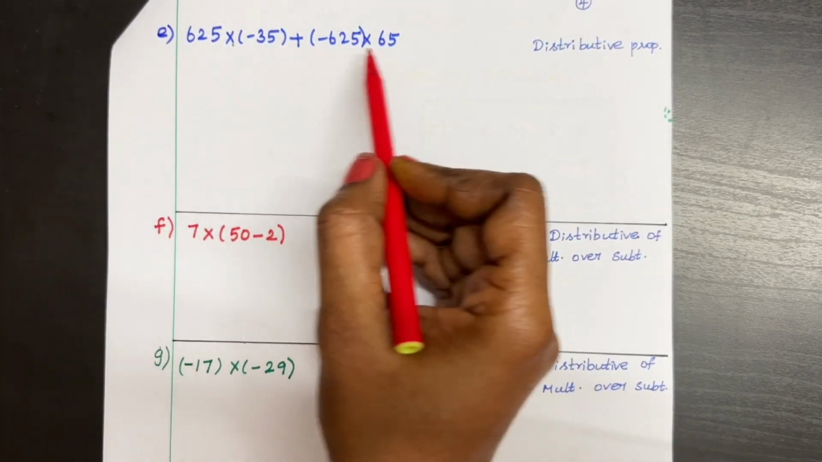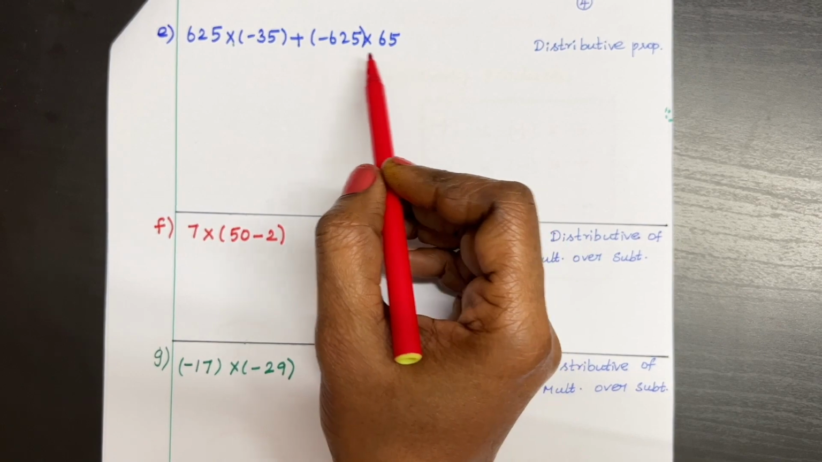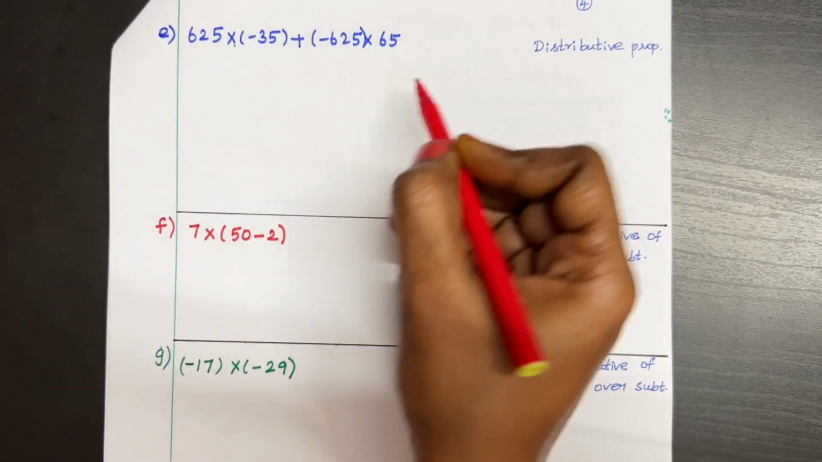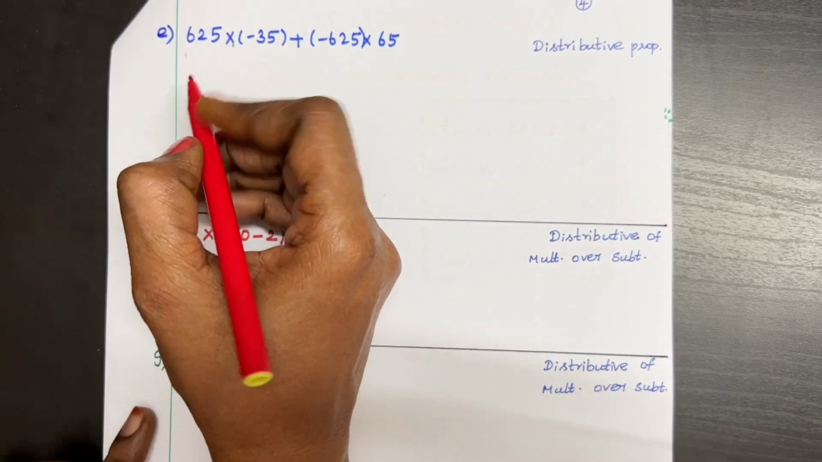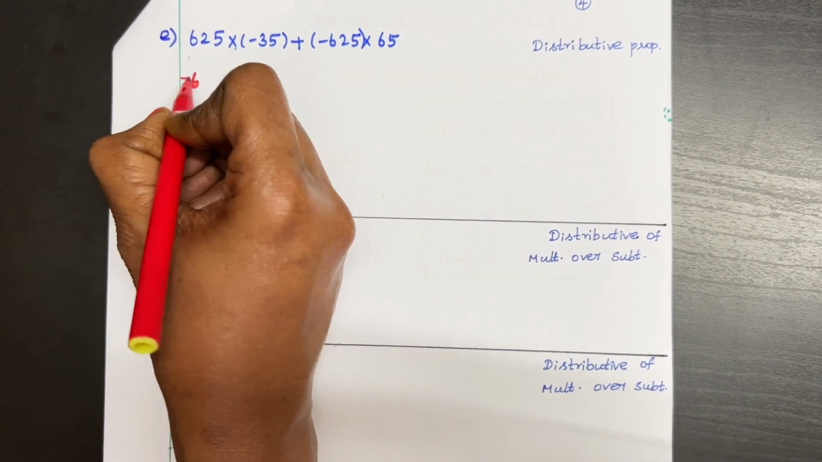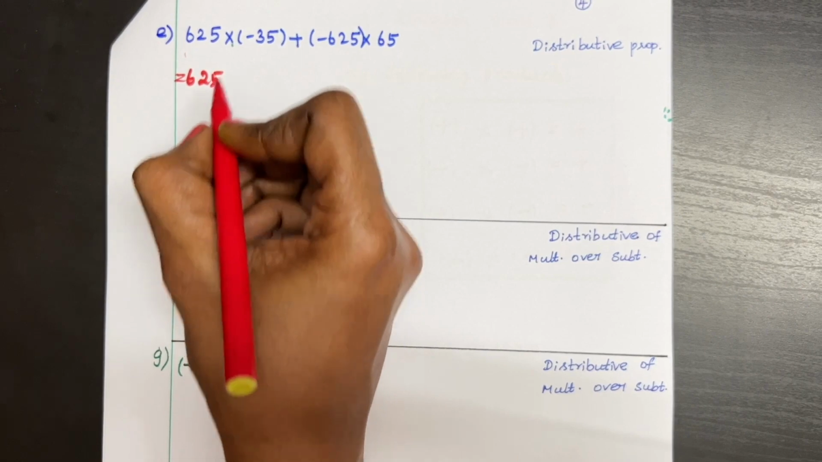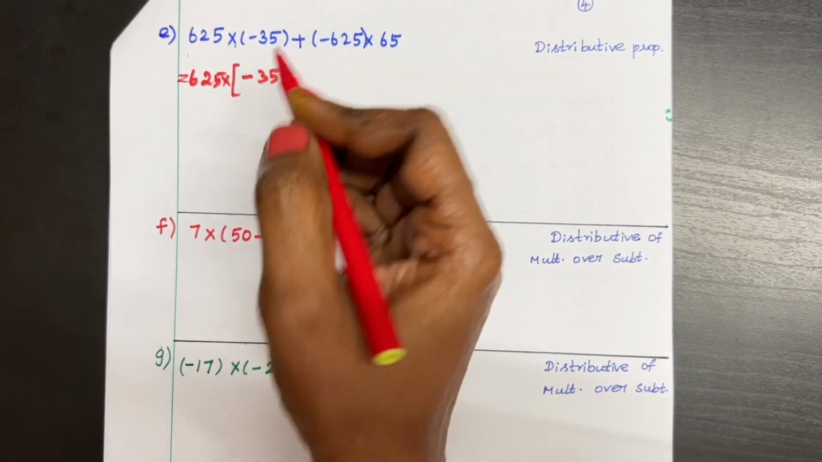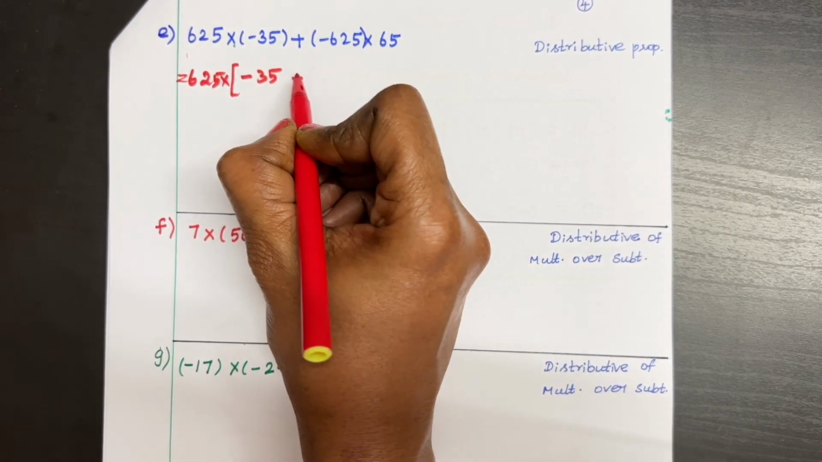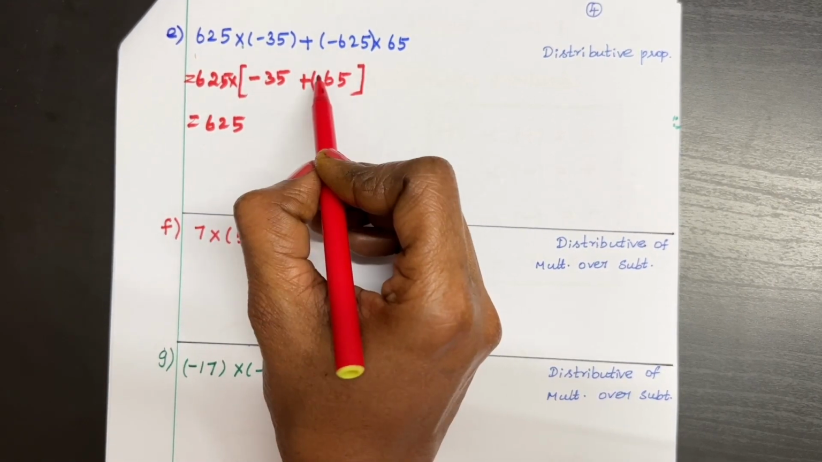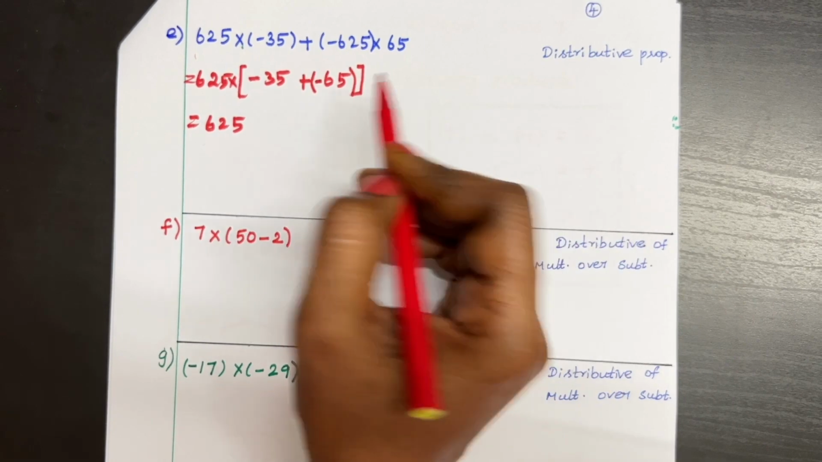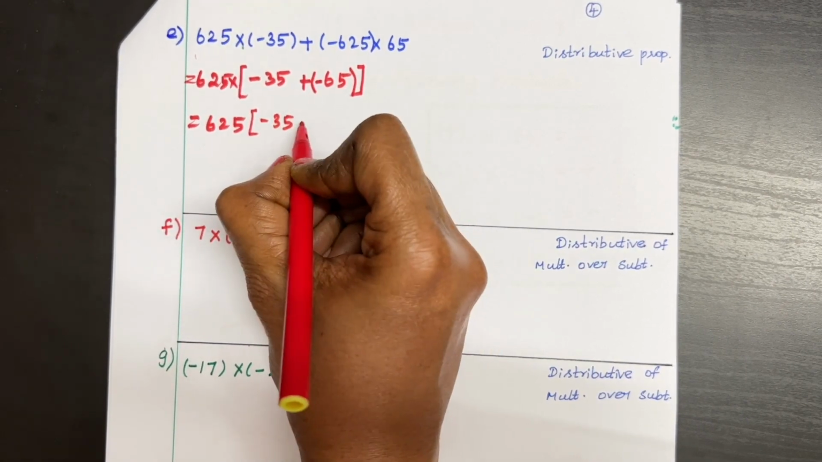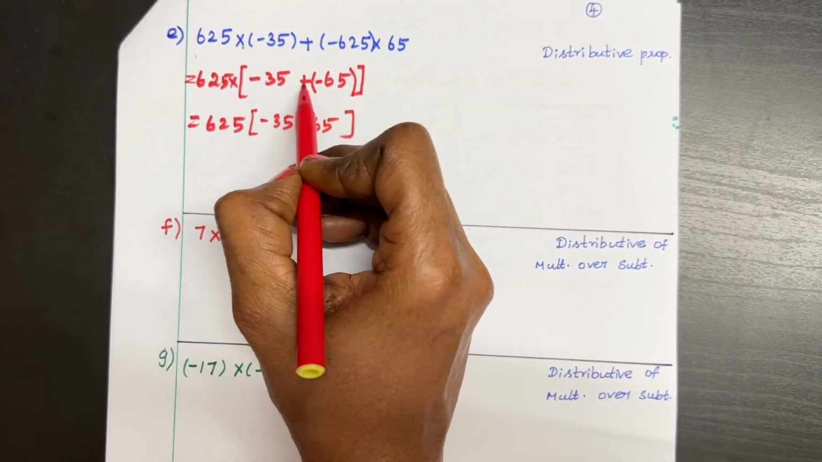E. By looking into the question only, you can easily find this is a distributive property, because we have 625 two times in this problem. So we can take this 625 out commonly. So 625 into first minus 35, plus, instead of this negative, we have to put minus 65. Now minus 35 minus 65. See, positive into negative.